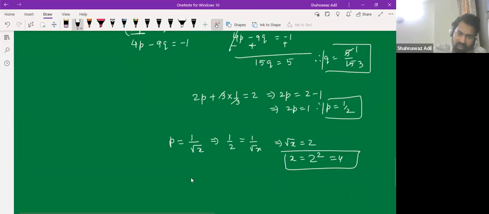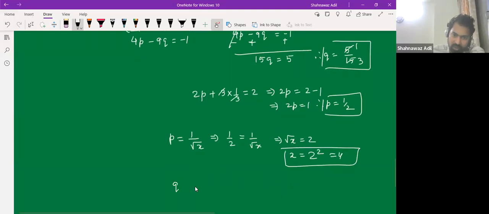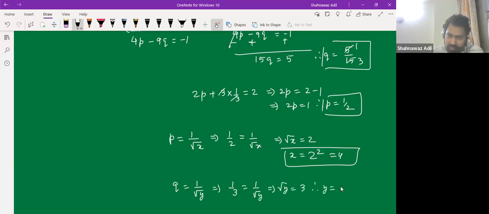Similarly, we have assumed q to be 1 by root y. So q is 1 by 3, and this is root y, so root y is 3. So y is how much? 3 squared, which is 9. So 4 and 9 are the values. Is that clear?